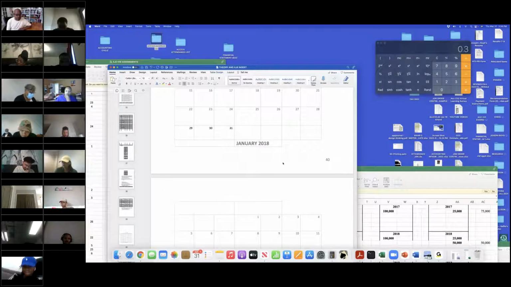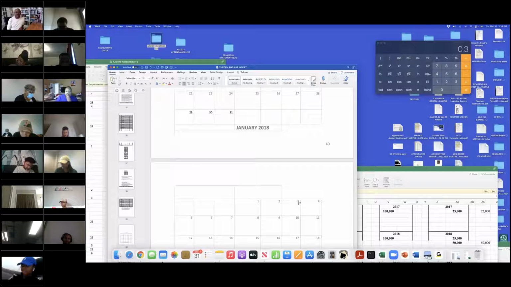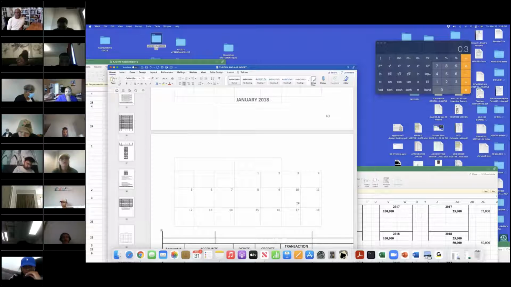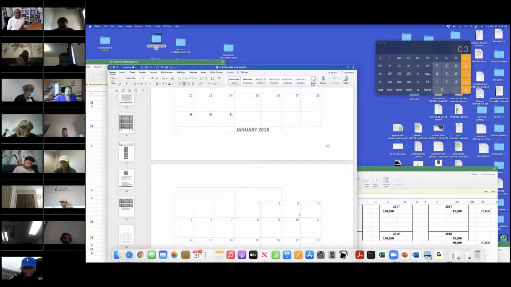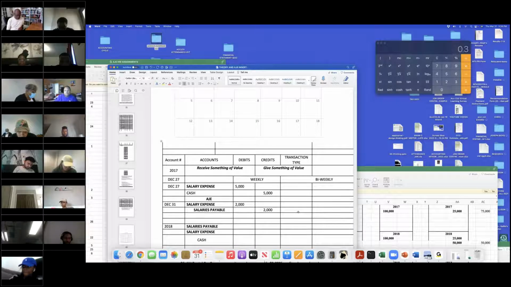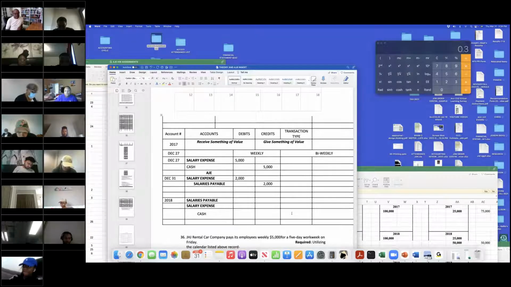Now, when January 3rd comes in 2018, how much money do the workers want? When we get to Friday, that first pay period in 2018, how much money do the workers want? 5,000. So on that Friday, 5,000 is going to be paid. We're paying that accrued amount, 2,000, from the prior year. Then we're paying 3,000.